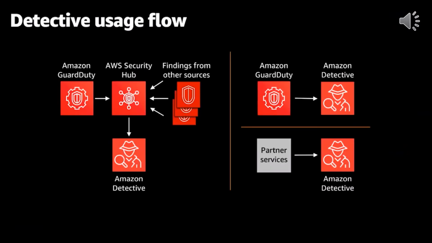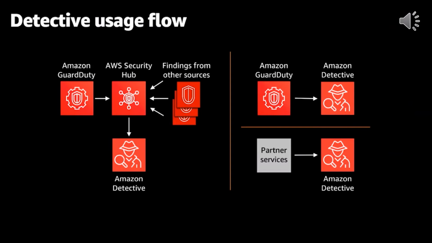Detective is used in combination with other security services, and the Detective console is integrated with Amazon GuardDuty and AWS Security Hub console. Security Hub is used to collect security findings from GuardDuty and other providers. Detective is then used to investigate GuardDuty findings or resources associated with findings from the other providers.